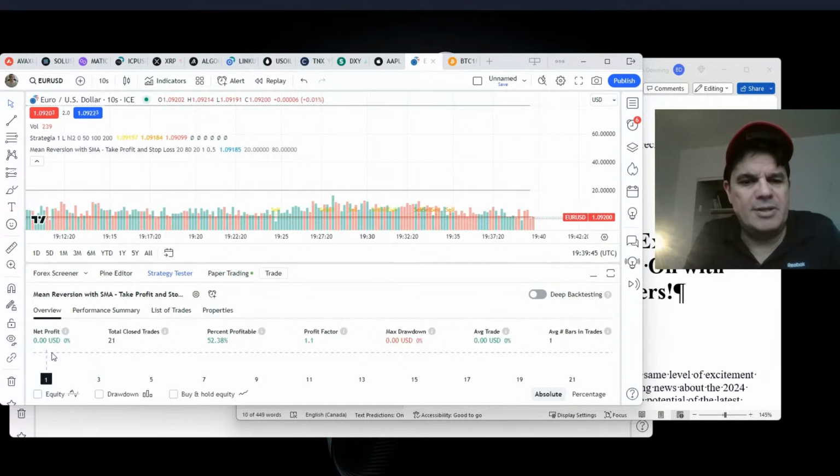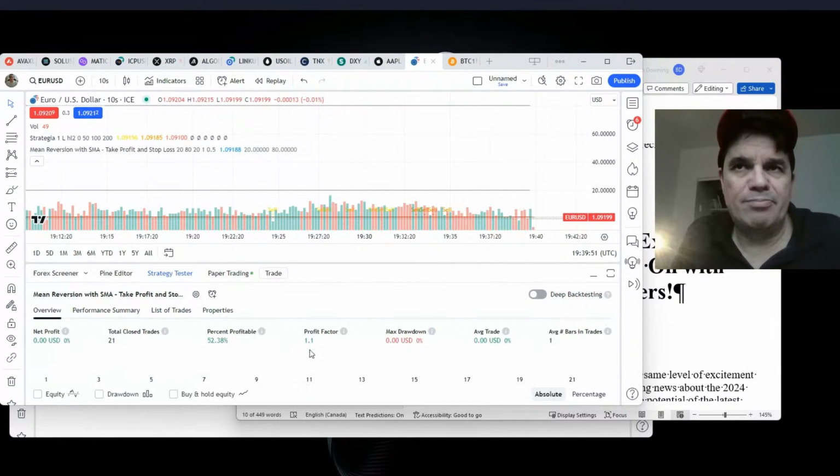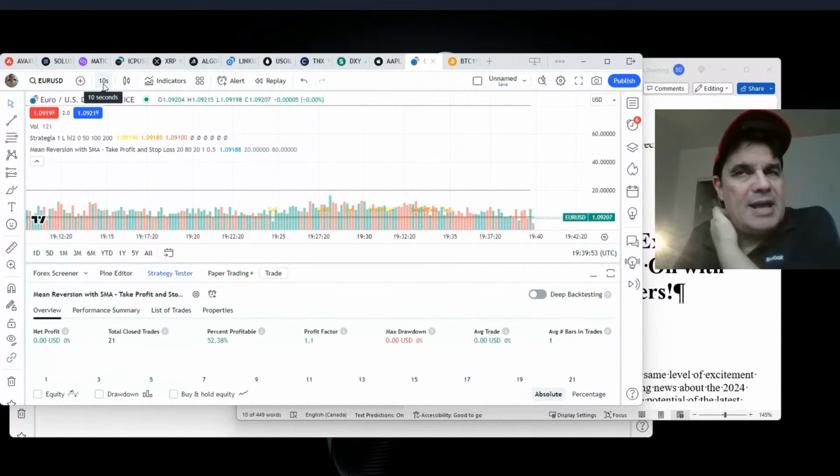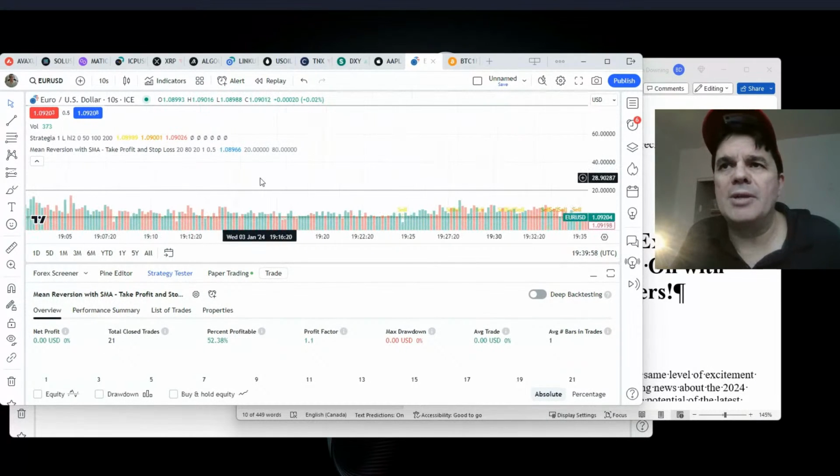Have we done any coding so far? This is all visual. This is just pushing buttons. You just got to know what you're looking for. So our profit factor is looking pretty good, but we're at a 10-second level. Now we're using this current mean reverting strategy.